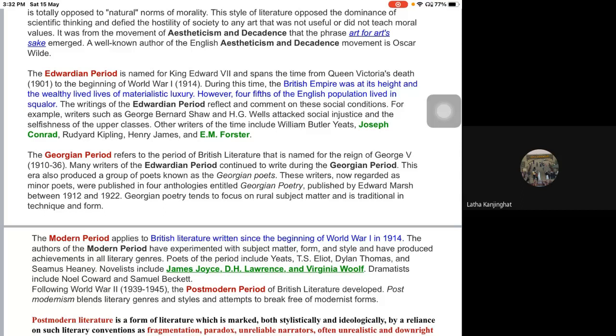This era also produced a group of poets known as the Georgian poets. These writers, now regarded as minor poets, were published in four anthologies.